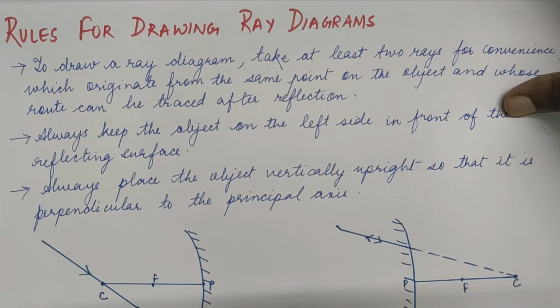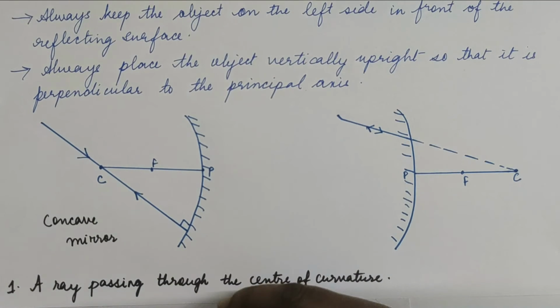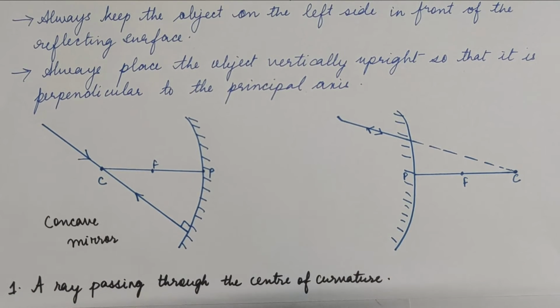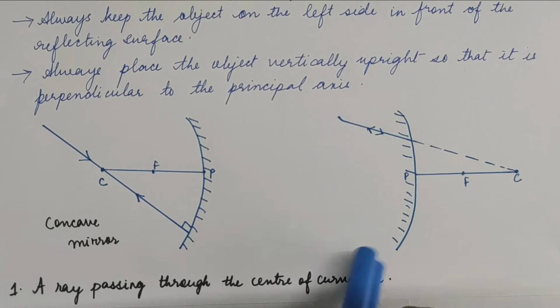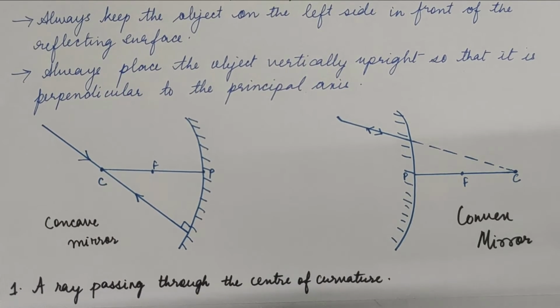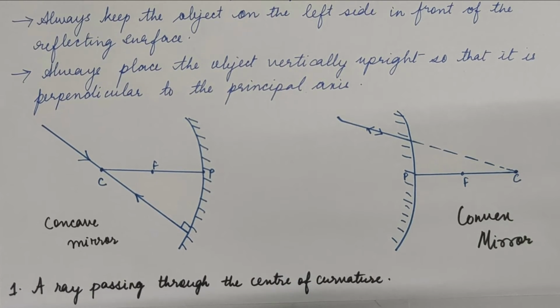Now, there are more rules that are applied when the rays emerge and reflect. The first one is a ray passing through the center of curvature. What is going to happen in case of a concave mirror and in case of a convex mirror? The ray which is passing through the center of curvature will fall on the reflecting surface normally and hence retrace its path after reflection.